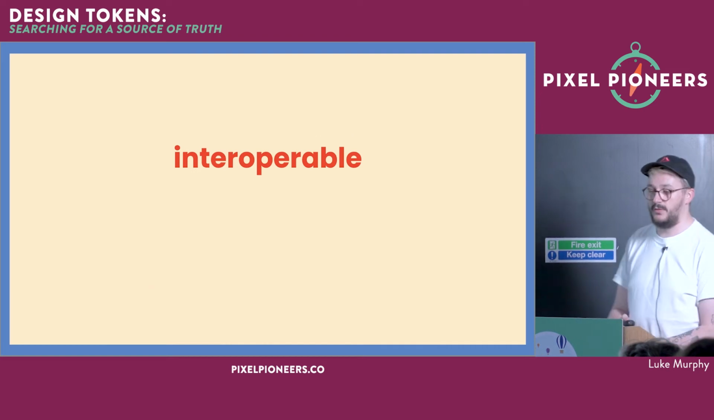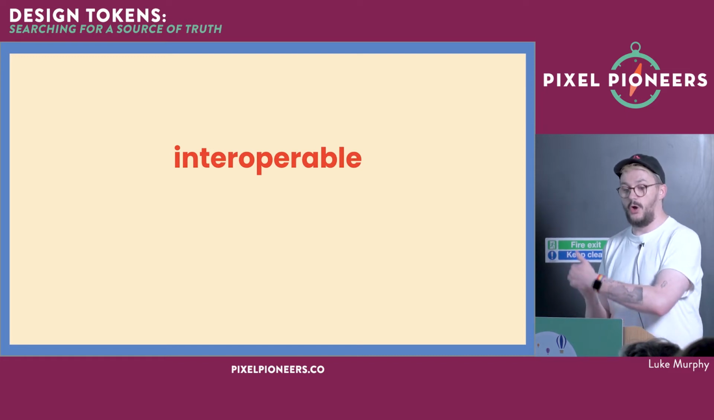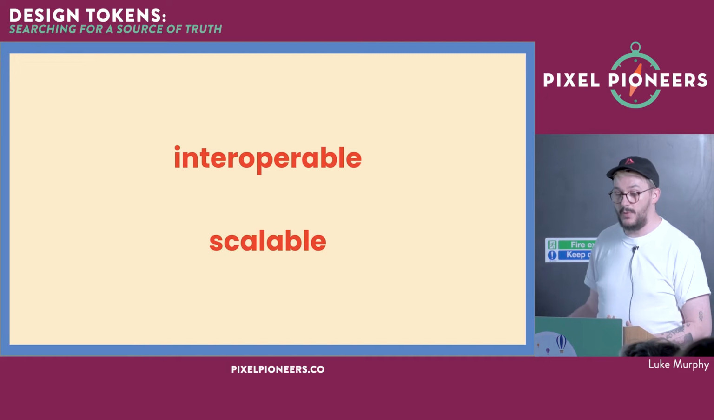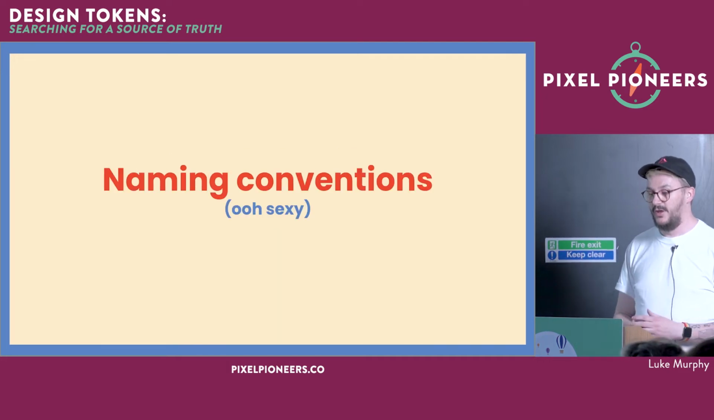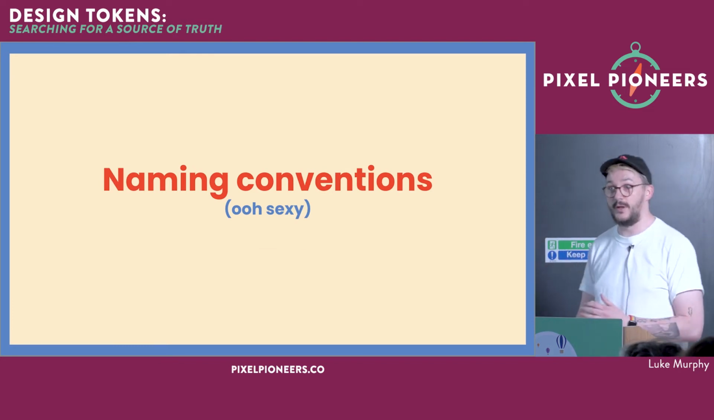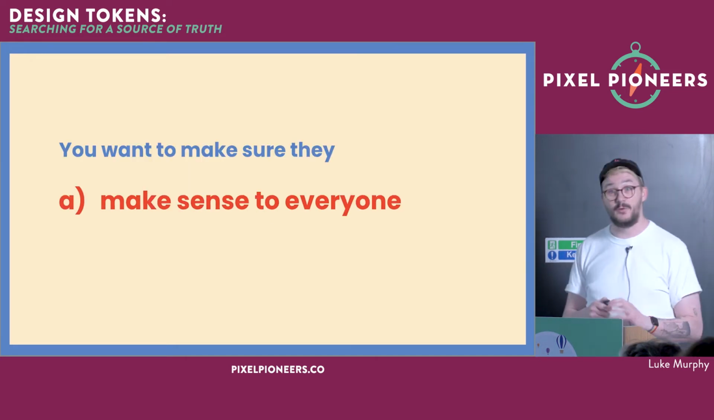Well, when you're setting up tokens, you're essentially setting up an architecture for a lot of your base design decisions. Not only do these need to be interoperable between design and engineering stacks, but also need to be scalable for the future to account for what might change. So one of the considerations to make is naming conventions, which I could do a 20-minute talk on alone, but I'm not going to. So I'm going to just give you a few things.